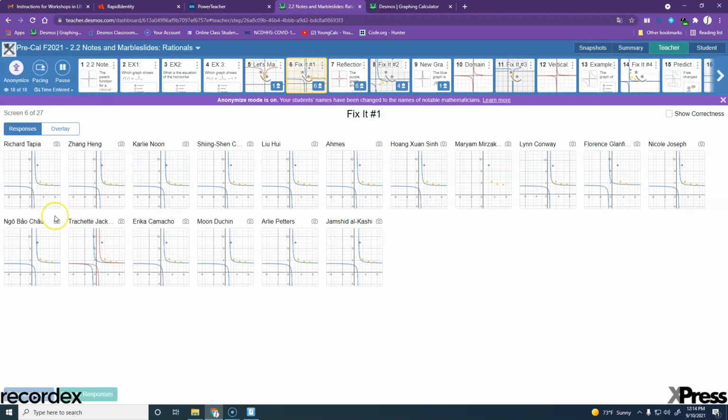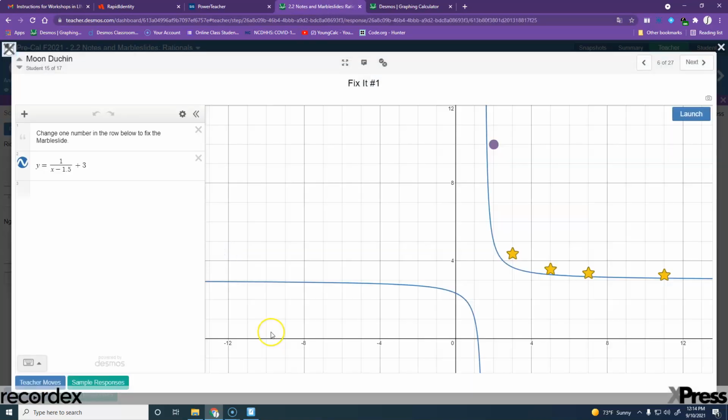Alright, so it looks like most everybody has got this to work. Let's check out Moon's here. Moon changed his or hers to a minus 1.5. I think it was a plus 1 and changed it to minus 1.5, and that worked.